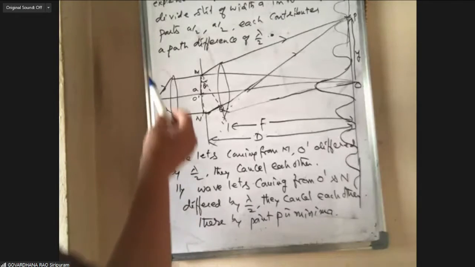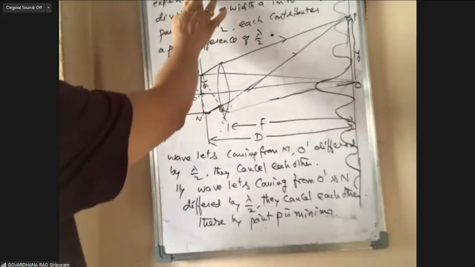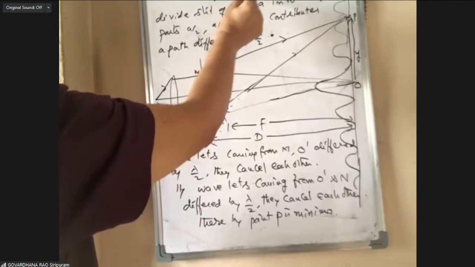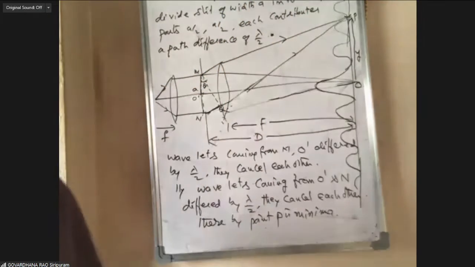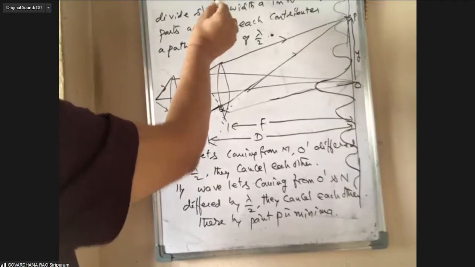Right? Now, the next one is, suppose if delta x equal to 2 lambda, n equal to 2, okay, divide the slit.